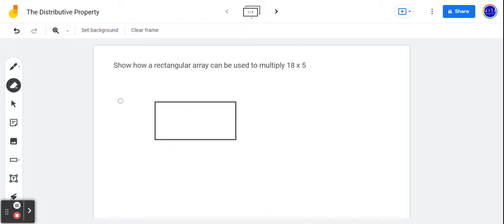So in our first example, let's use a rectangular array in order to multiply 18 by 5. If we take a look here at our rectangle, we could label one of the dimensions as 5, the other one as 18. Now the goal of using an array is to make the multiplication a bit simpler.